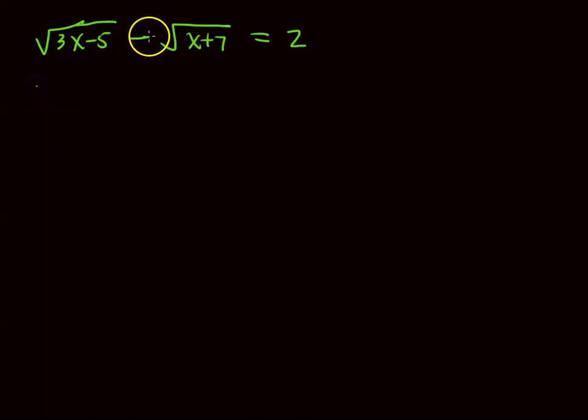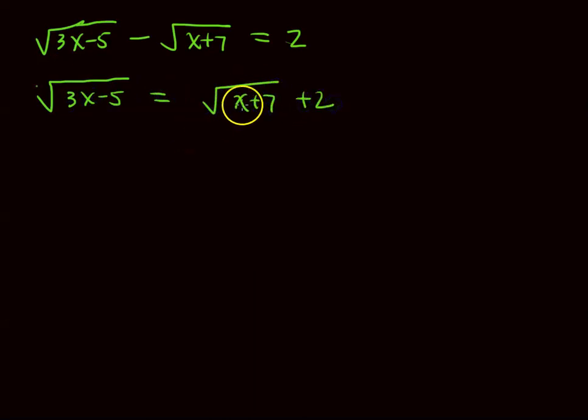Sometimes you'll have two radicals. The square root of 3x minus 5 minus the square root of x plus 7 equals 2. Well, it's important to isolate and square. So in order to isolate, let's add this radical, which is negative, to the other side. The square root of 3x minus 5 then equals the square root of x plus 7 plus 2. Now we square both sides.